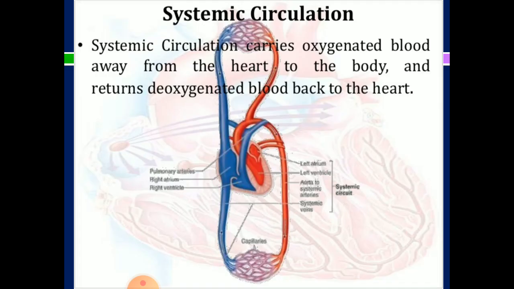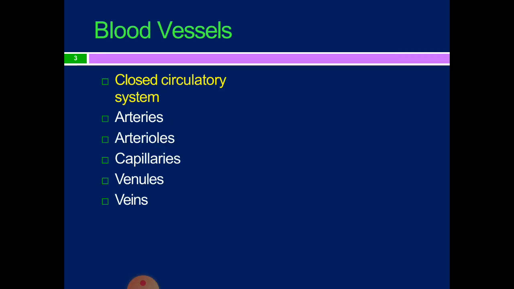This is the systemic circulation. Systemic circulation carries the oxygenated blood away from the heart to the body and returns the deoxygenated blood to the heart. Now the blood vessels: since our human body has blood which is transferred in the vessels, we have a closed circulatory system, and these contain arteries, arterioles, capillaries, venules, and veins.